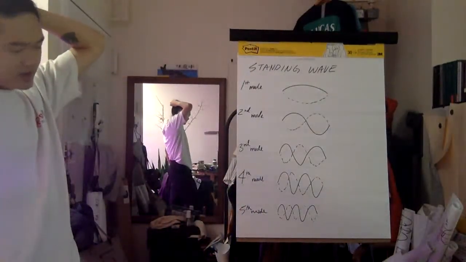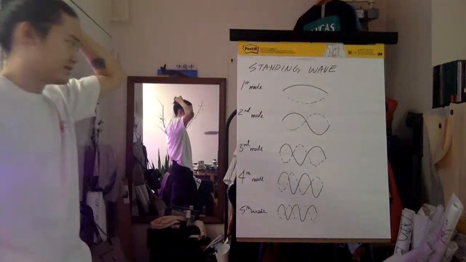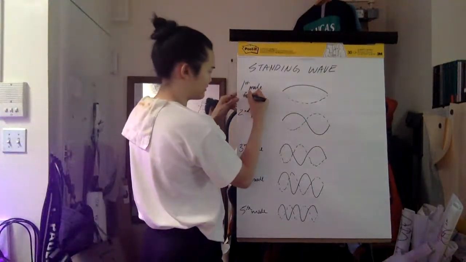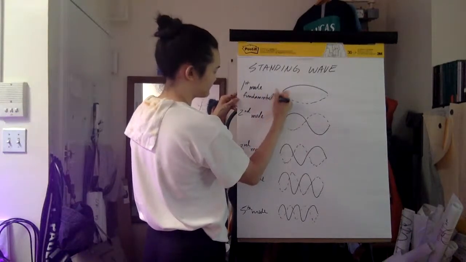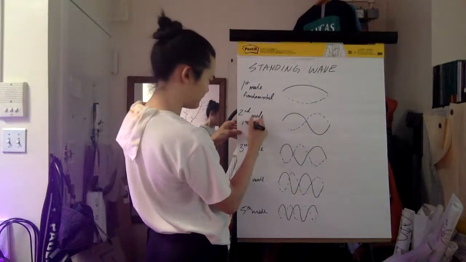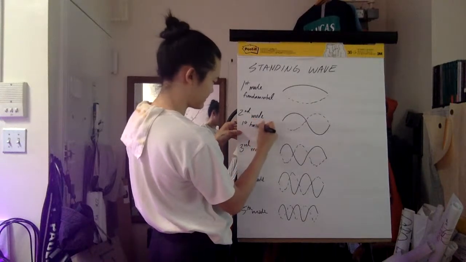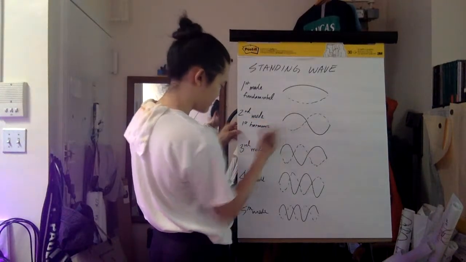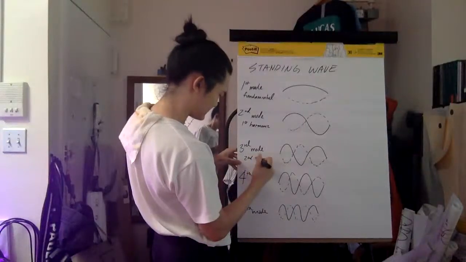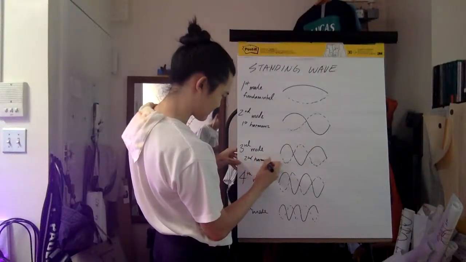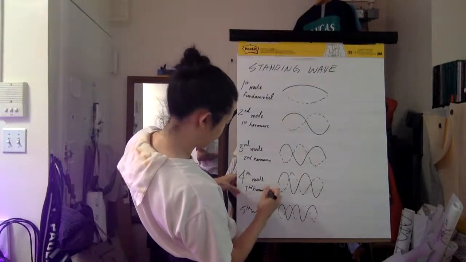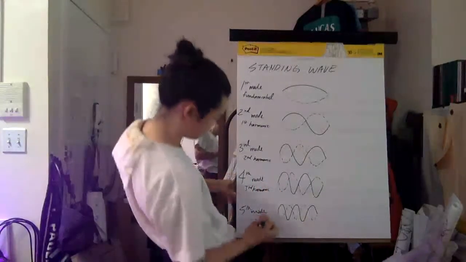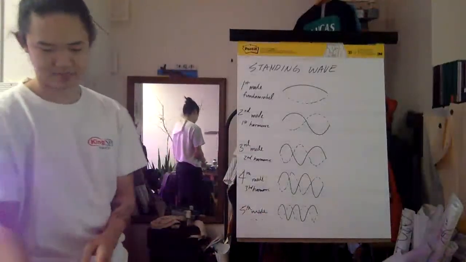All right, these have alternate names. This is frequently called the fundamental. And then this is called, in music, the first harmonic. And this is the second harmonic. And this is the third harmonic. Vice versa. That'll be the fourth harmonic, right?